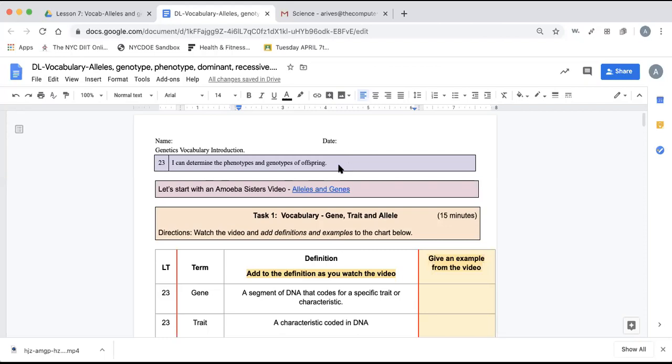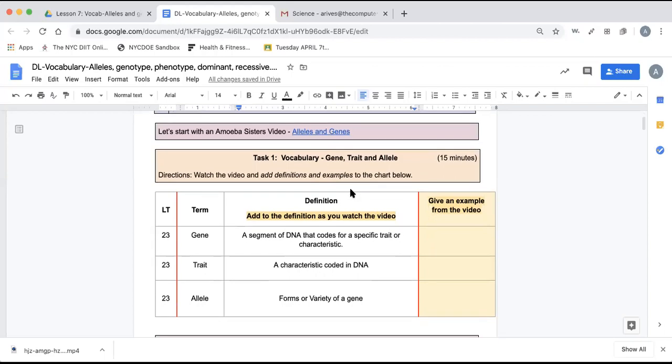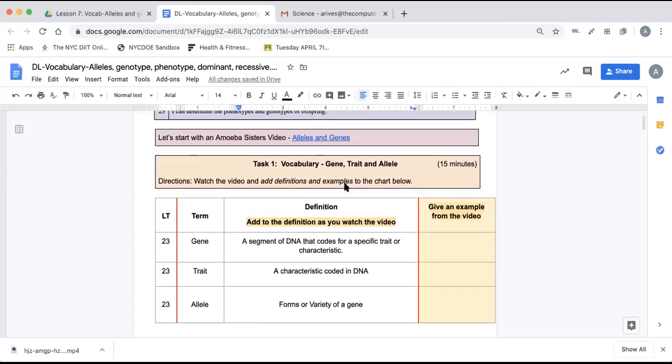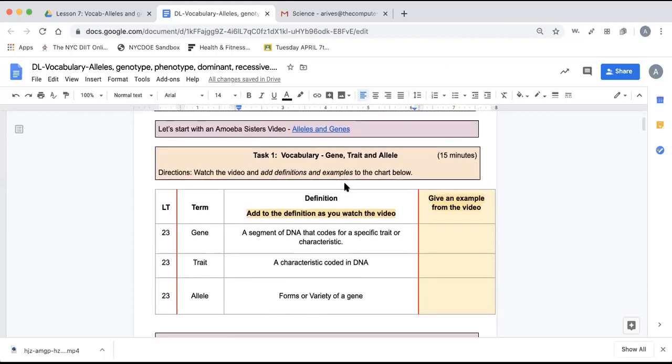All right, so there are multiple tasks. Today's assignment is really just broken down into a cluster of words that are associated with each other and that go with a video. So the first video you'll watch is another Amoeba Sisters video. You should be very familiar with those by now, called Alleles and Genes. The word allele, you've probably seen it and you're probably like, oh my gosh, that's a weird word.